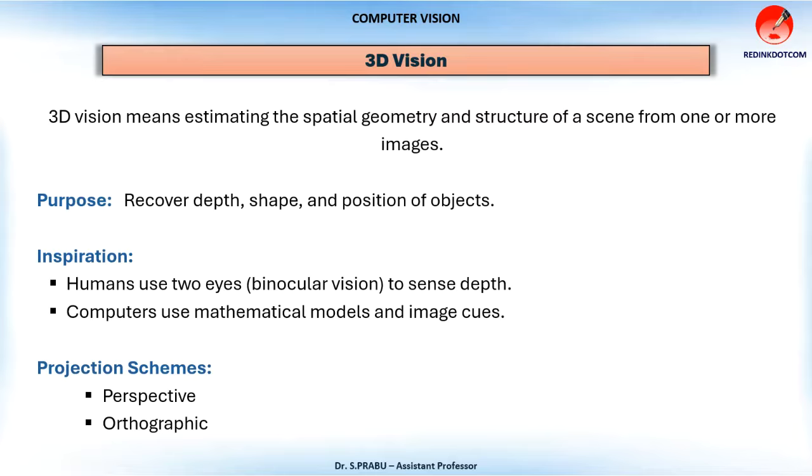Now, 3D vision is basically how a computer understands the shape and structure of things in space using 2D images. We as humans get depth because our eyes capture slightly different views. Similarly, computers use different projection schemes like perspective or orthographic to recreate this sense of depth. It's like teaching the computer how to see in 3D.